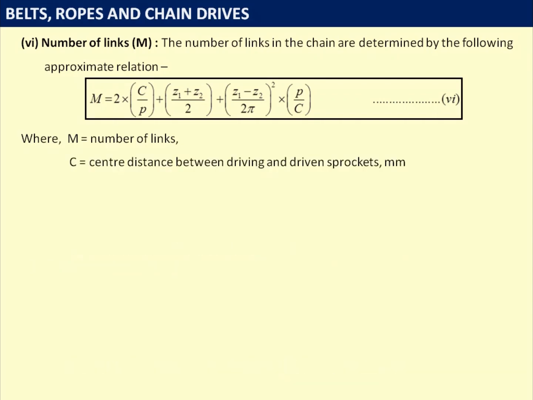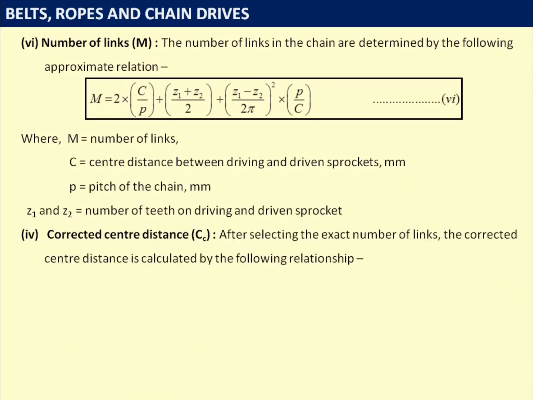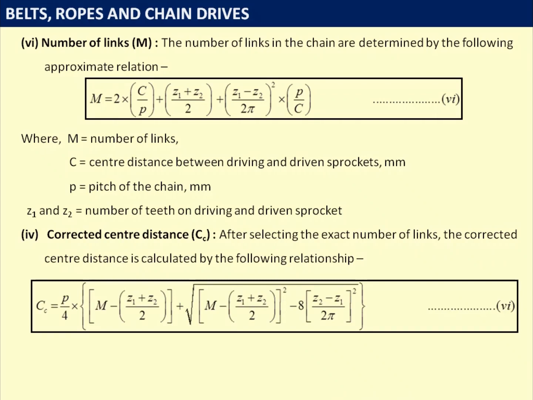So M is number of links, C is center distance between driving and driven sprockets, mm, as said earlier. P is a pitch of the chain in mm, and Z1 and Z2 are number of teeth on driving and driven sprocket respectively. Now next, corrected center distance denoted by CC. So after selecting the exact number of links, the corrected center distance is calculated by the following relationship. So this equation number 6 gives us the corrected center distance.